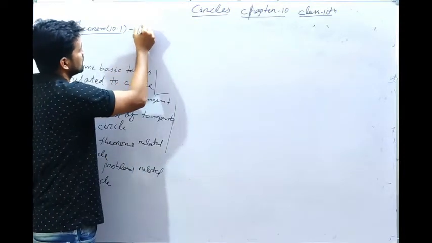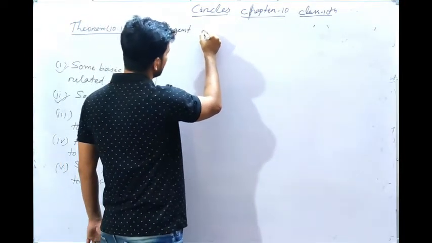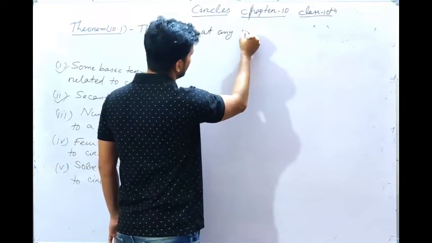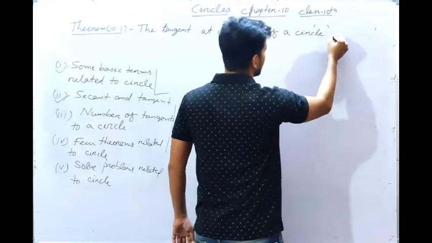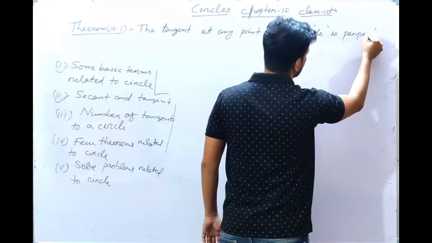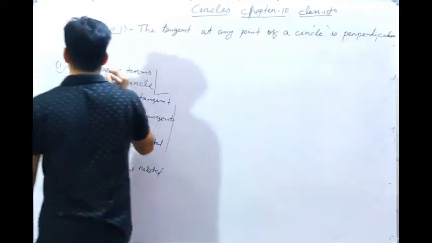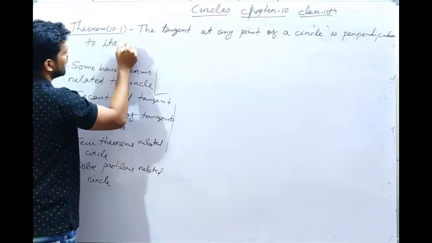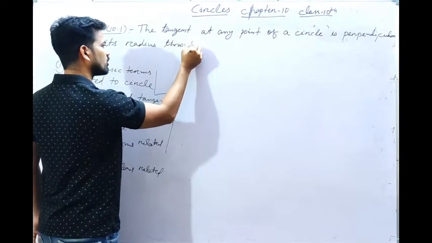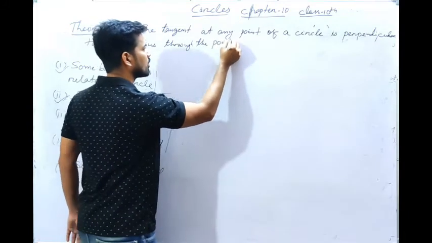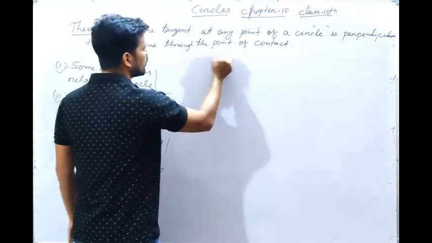This theorem says that the tangent at any point of a circle is perpendicular to its radius through the point of contact. So hope you know what is point of contact.